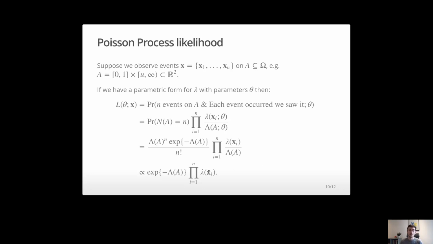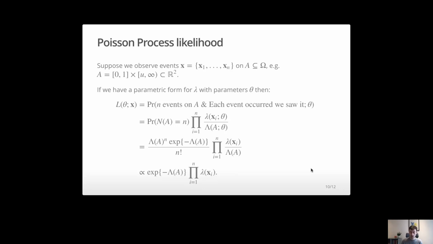And each of these 2 functions, lowercase and uppercase lambda, are going to be determined by our parameters theta. So we can numerically maximize this over values of theta to get our MLE for theta, and therefore our estimate of what the intensity function is. This gives us a way of going from an observed point pattern to a fitted Poisson process model. And this is going to be useful when we start thinking of extreme values of the point process.